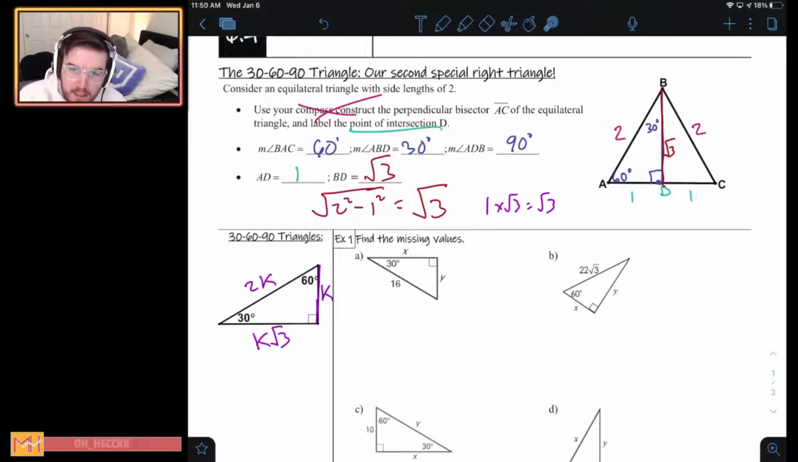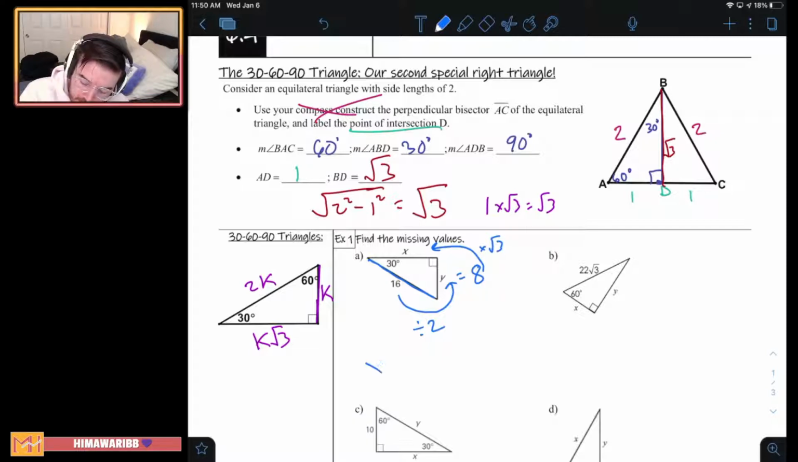So you've got to think of these paths. Take note of what you're given. Oh, I'm given the hypotenuse. I can then solve for the short leg by dividing by 2. The answer, 8. That's the relationship between these two. Every 30, 60, 90 follows the same pattern. And then we multiply by root 3 in order to get the long leg. So that's 8 root 3.